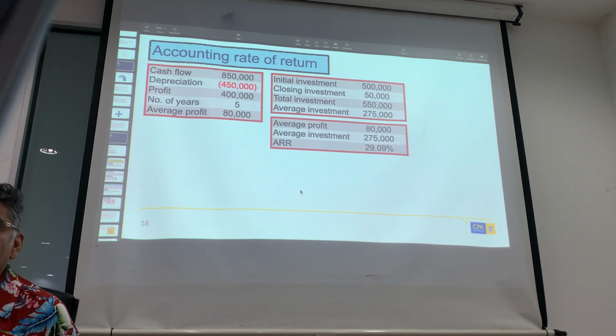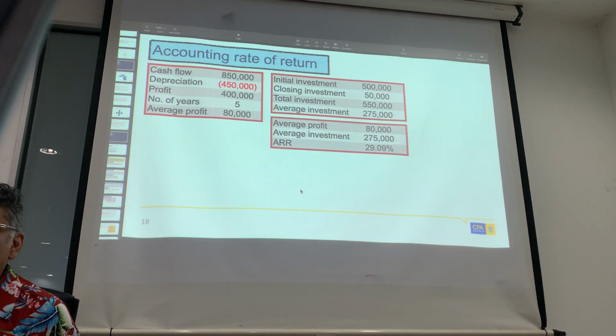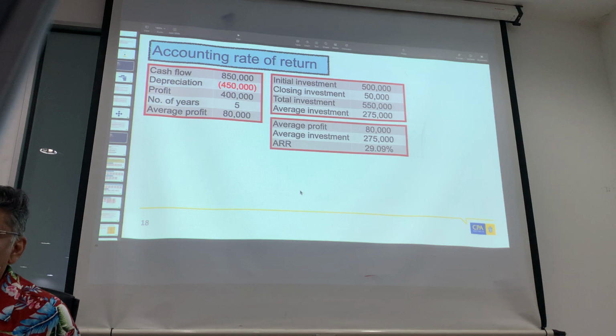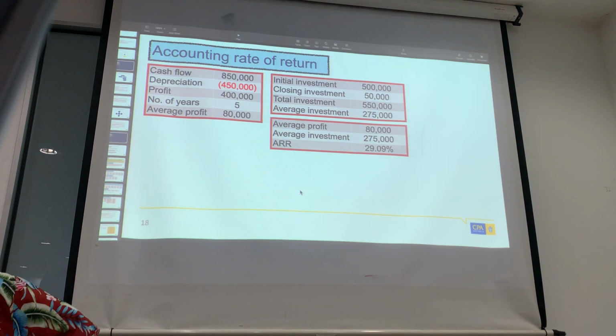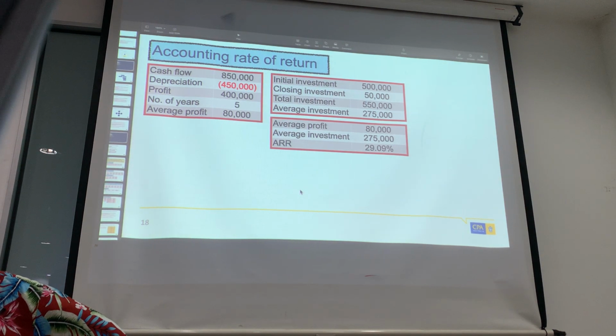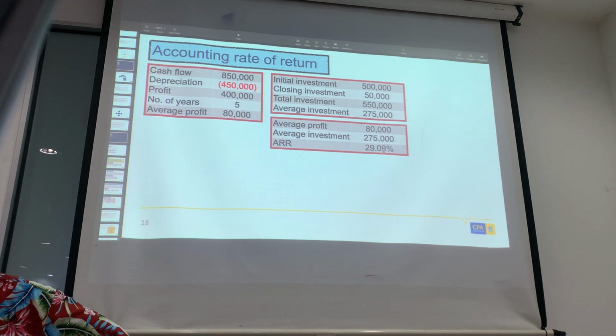So 80 divided by 275. Guys, okay here? Divide first.